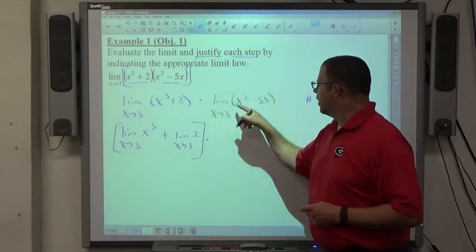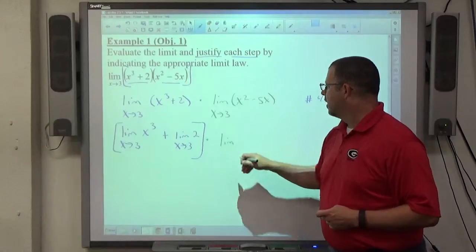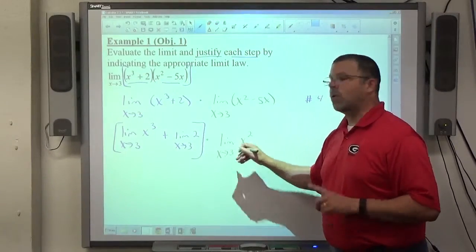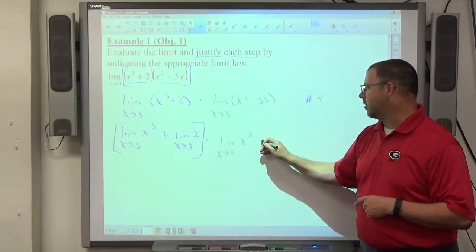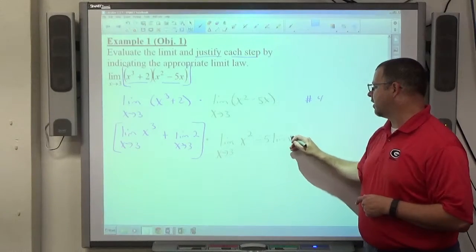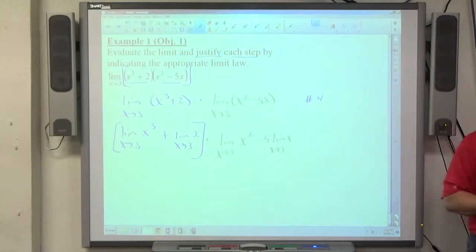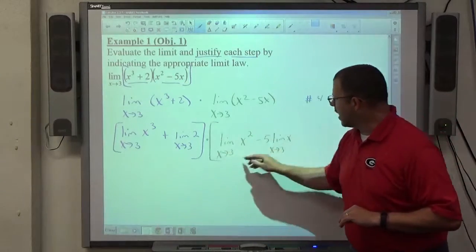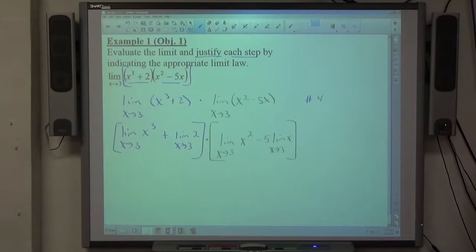If I do the same thing to the green one, this is the limit of a difference. I'm going to change it into the limit of x squared as x approaches 3. Now I'm going to do one other thing on this second one. It's minus 5x, right? I'm going to make it minus 5 times the limit of x as x approaches 3. Kind of combined a couple rules in that. Once again, I changed one thing into multiple things, so I'm using a grouping symbol to group the two things that came out of the one.